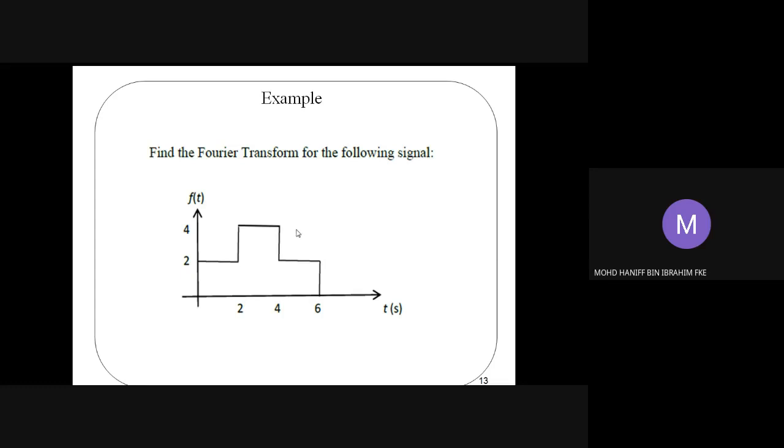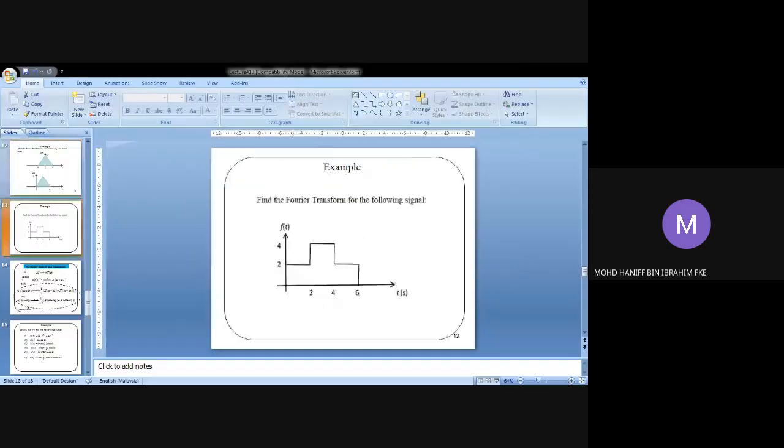I think it's good if we have a look at the solution for this example, just to ensure that we really understand these properties of Fourier transform that we have learned so far. Because this example involves the properties of time shifting and time scaling together with the amplitude scaling, or linearity, properties. Let's have a look at the solution.